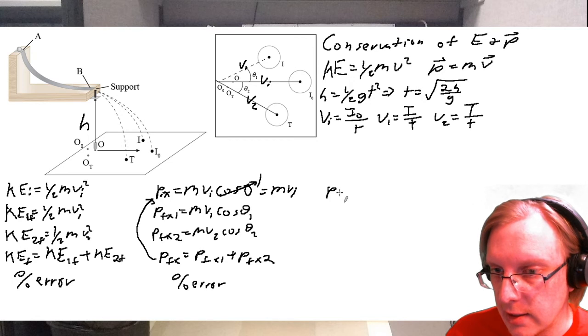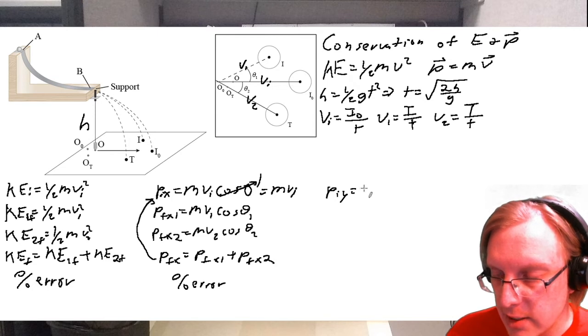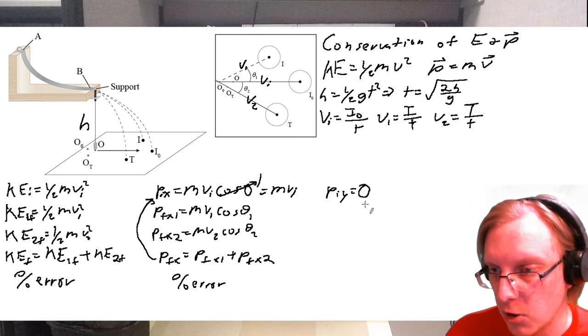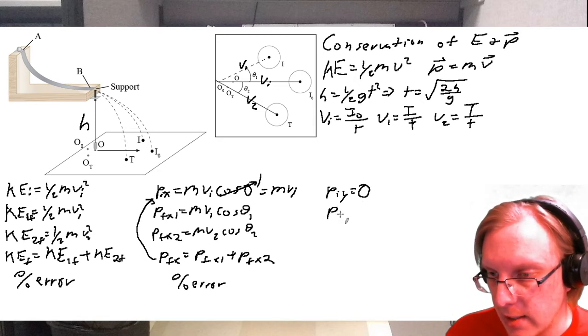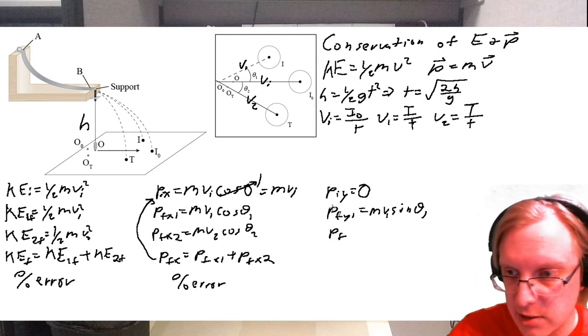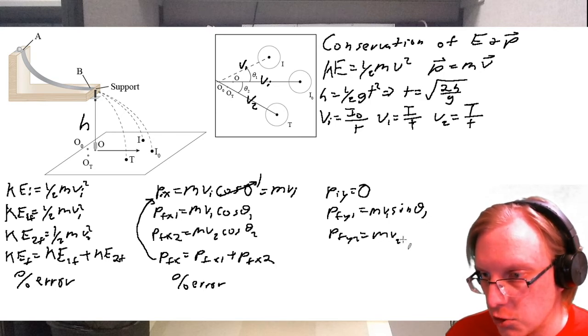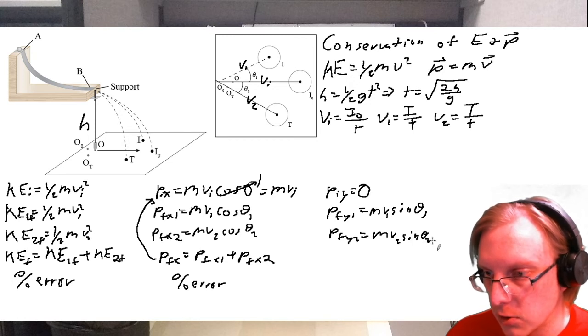And then piy, because again, this initial direction defines the x-axis, this is by definition 0. So we need a pfy1. If we use our cosine on x, that means we use sine over here, so we end up with an mv1 sine theta 1. And a pfy2 being mv2 sine theta 2.